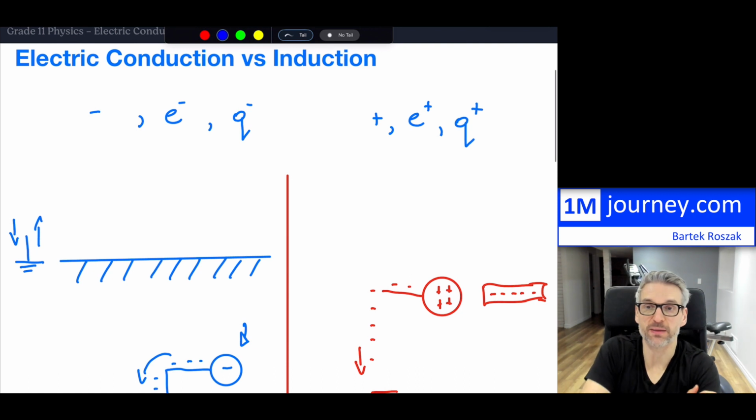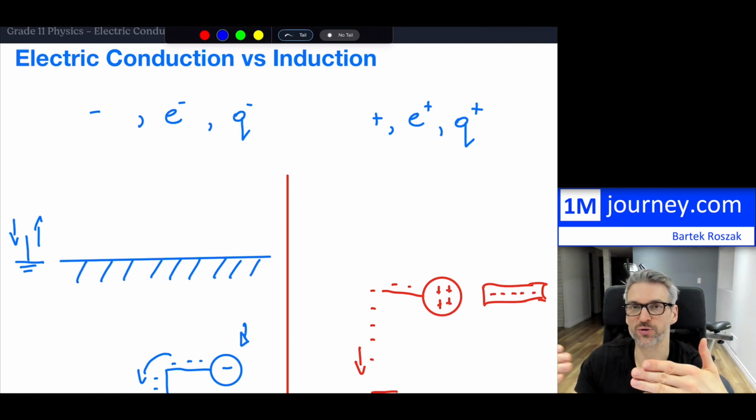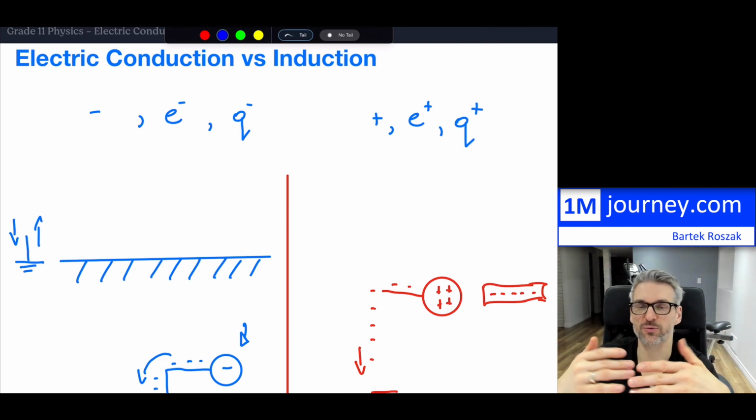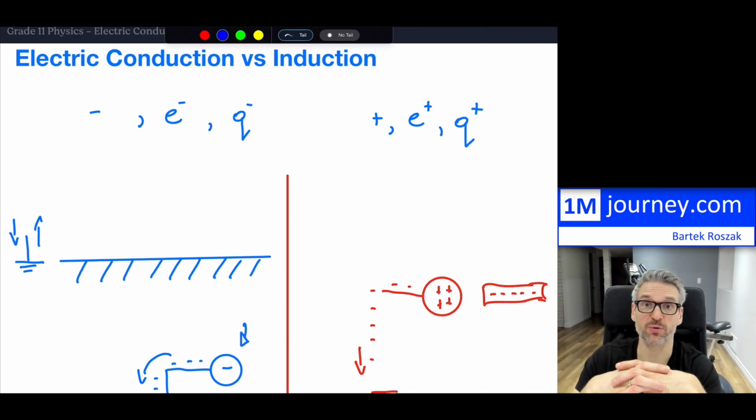I was contemplating making this video or not, but I think for students it's worthwhile to understand the difference between conduction, where the charges are actually transferring through direct contact. That's not very hard to understand. You can touch one item and another, and then the electrons can flow either to the object or out of the object through contact. But what's a little bit harder to understand is the concept of induction, where you're not technically charging, but you saw here a few examples.